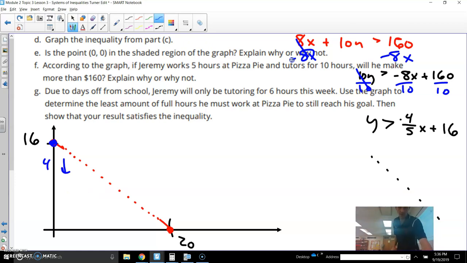And so I just figured out, well, if I went down 4 and right 5 multiple times, I would eventually hit the point (20, 0). Okay? So now, this is (0, 16), by the way.